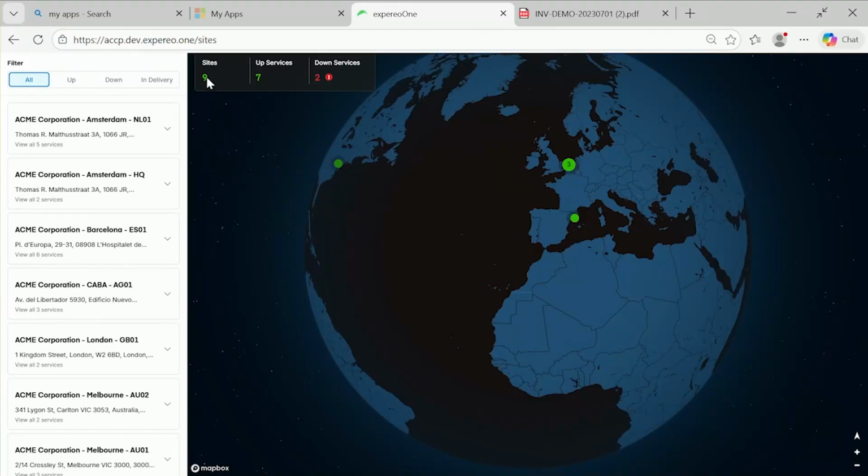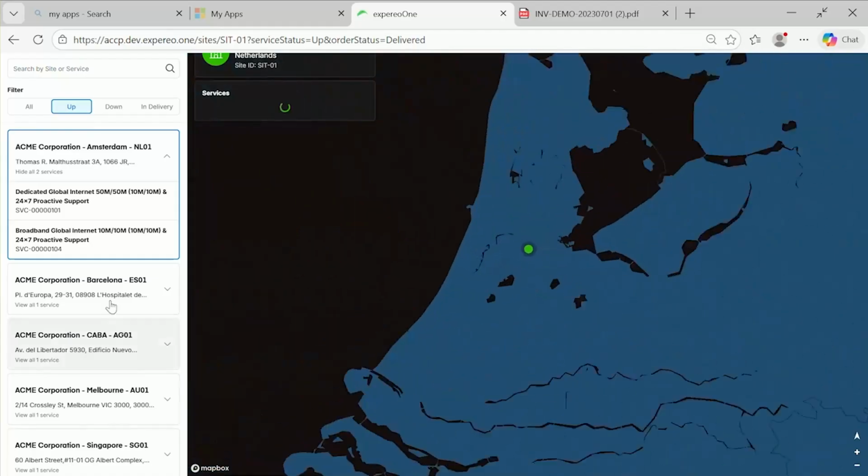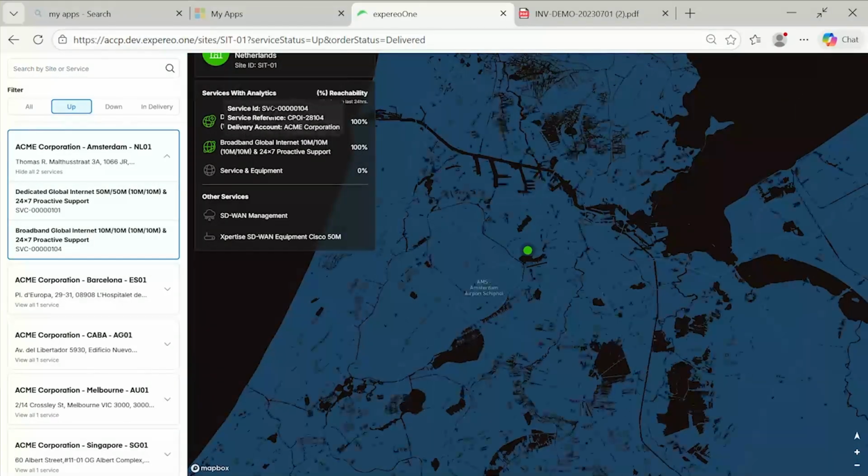First of all, we can see here that we have 9 sites, 7 of our services are up, 2 of our services are down. So we'll look at the good news to start with. We can filter on the up sites. So here we have 6 sites that are up. We can look at Amsterdam, for example. Here we have 2 services, a dedicated internet access and a broadband.